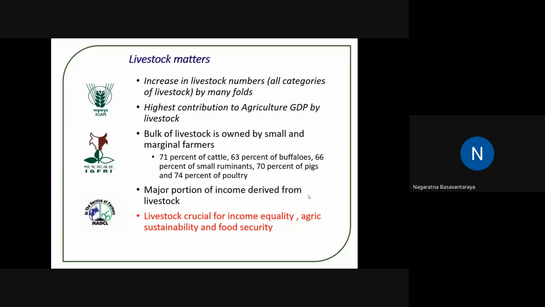Why is livestock first and foremost? If we look at the contribution to the agricultural GDP in the country, the highest contribution comes from the livestock side. As of now, it is higher than the contribution of crop husbandry. That's the first thing. The second thing is that much of the livestock in the country is still owned by small and marginal farmers. So when we talk about equitable distribution of income, if we can ensure that livestock husbandry becomes profitable, the profit goes to the small and marginal farmers.